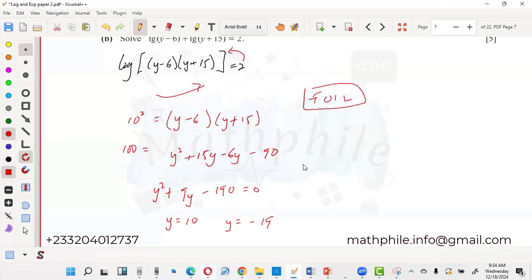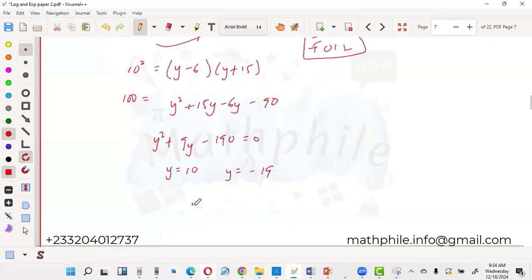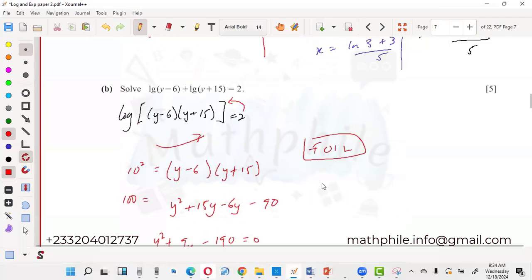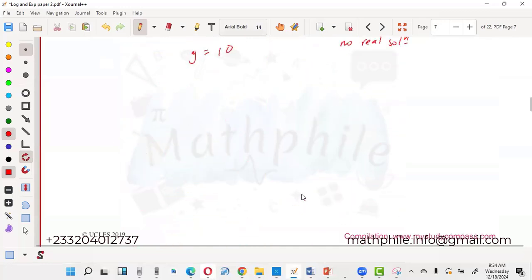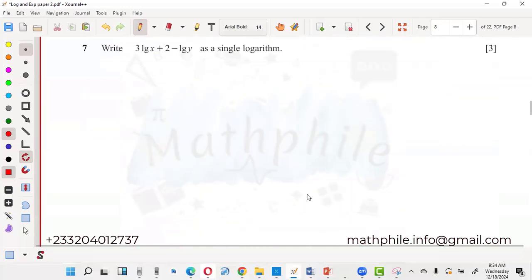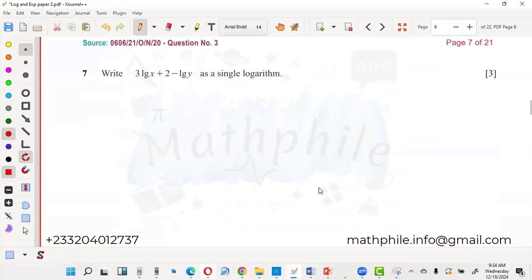So did you get 10 and negative 19? Okay, so we can now say that y is equal to 10. We ignore the negative 19, because the log of a negative value can't be solved. No real solution. Okay, so 5 marks over there. So the log itself is not that challenging, right?